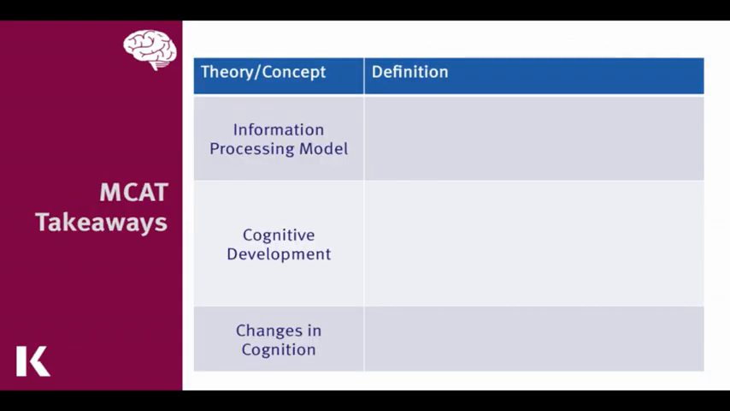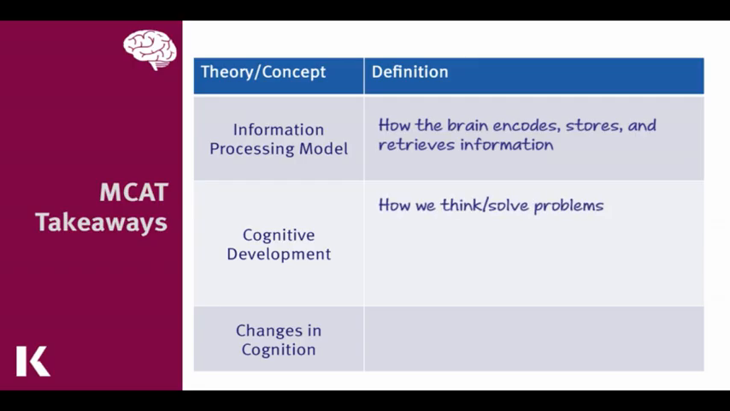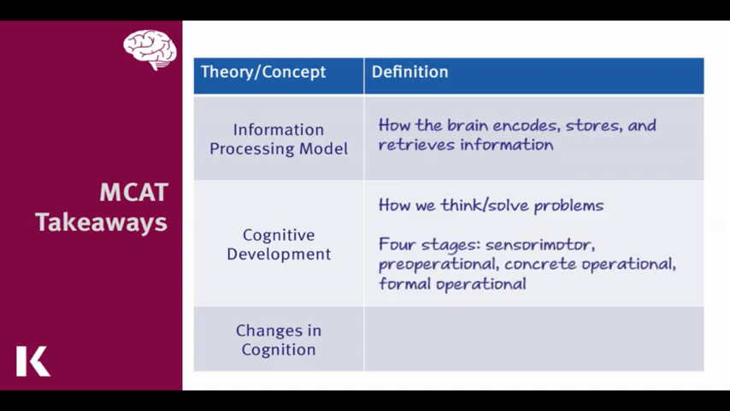Let's look at some of the takeaways from this video. The information processing model creates a model on how the brain encodes, stores, and retrieves information. It creates an analogy between the brain and a computer. The cognitive development theory looks at how we think and solve problems, and features 4 stages: the sensorimotor, preoperational, concrete operational, and formal operational. We explored these 4 stages in detail earlier in this video. Changes in cognition can occur through age, as fluid intelligence and crystallized intelligence both decline as we get older. Other types of intellectual decline can occur beyond those of old age. Dementia is a very common progressive loss of cognitive function.